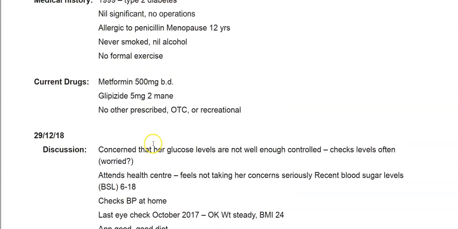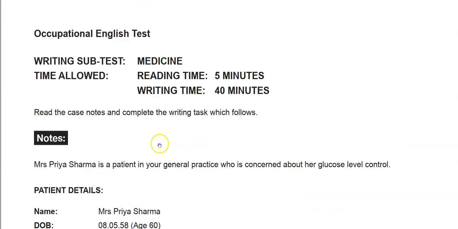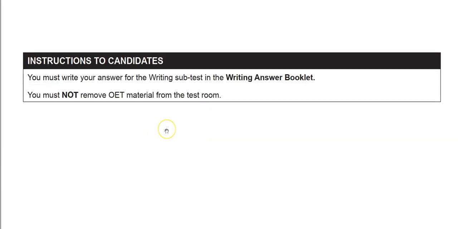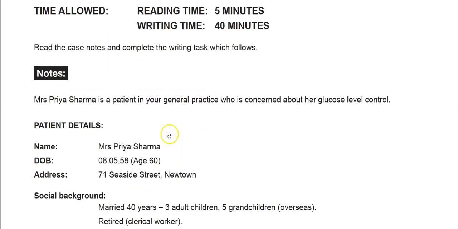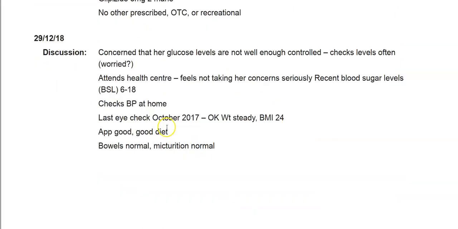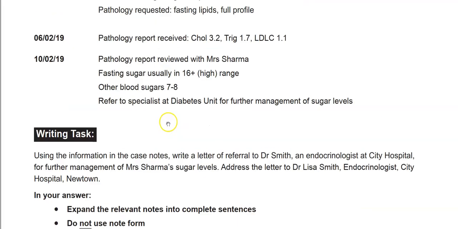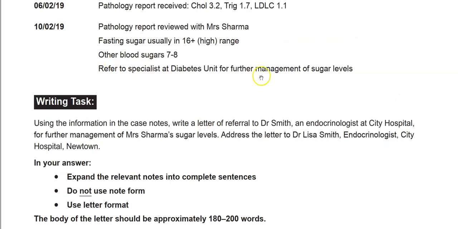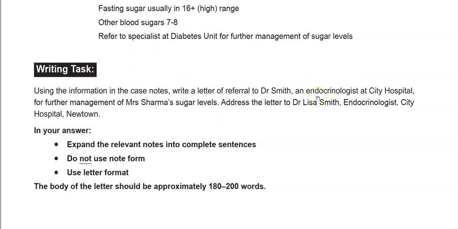So this is a very common one. You can get these, I think they still have it. These are still the case notes on the site. But yeah, it's on copyright. But again, fair use, teaching purposes. It's only to assess the writing. So there you go. So you've got the task. Referral to an endocrinologist, a specialist, for the management of sugar.